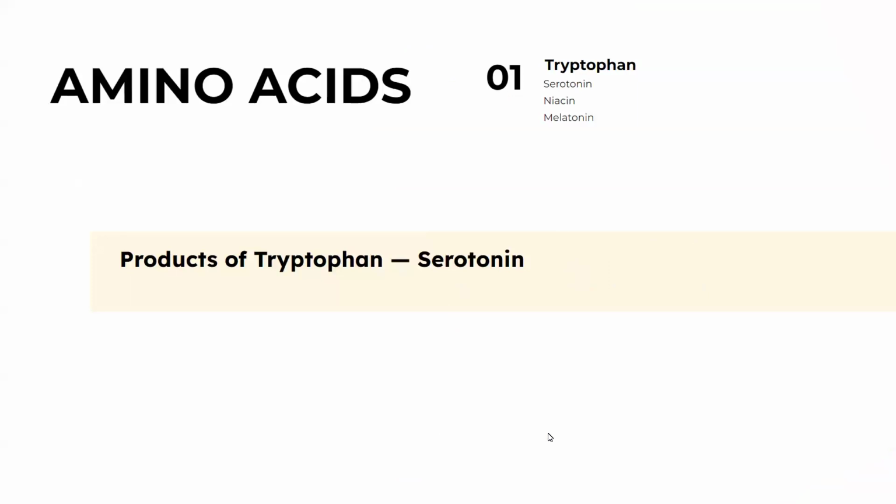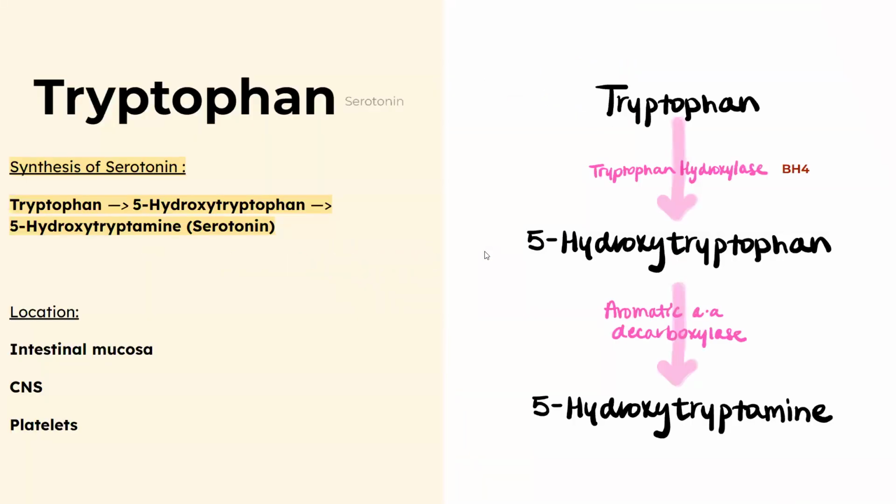So Bismillah, let's start with the products of tryptophan. Tryptophan is an amino acid that can give us three different products: serotonin, niacin, and melatonin. Let's start with serotonin. How is serotonin produced? First of all, tryptophan is hydroxylated, meaning you add a hydroxyl group, and it's converted into 5-hydroxytryptophan. Then 5-hydroxytryptophan is converted into 5-hydroxytryptamine, which is basically the same thing as serotonin. It's just a different name.